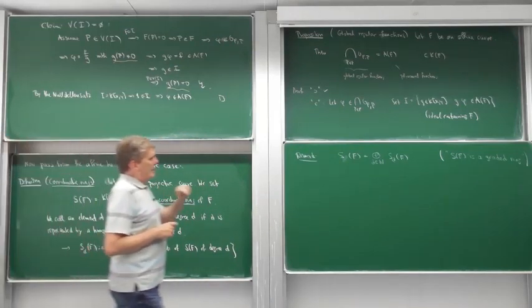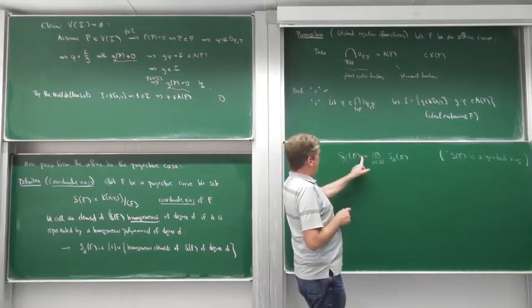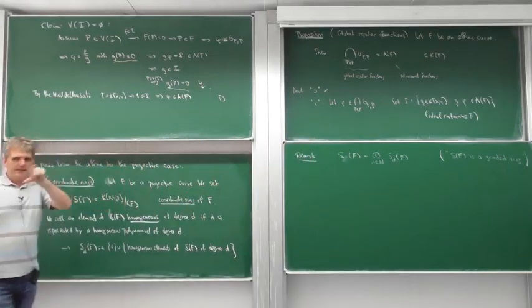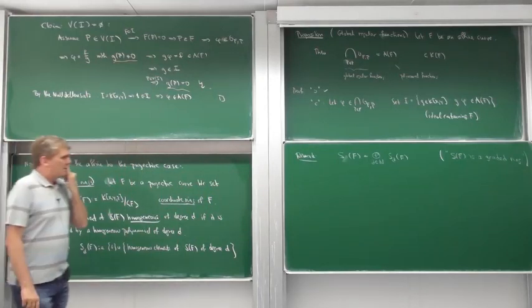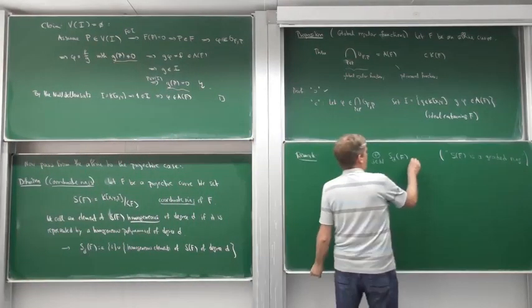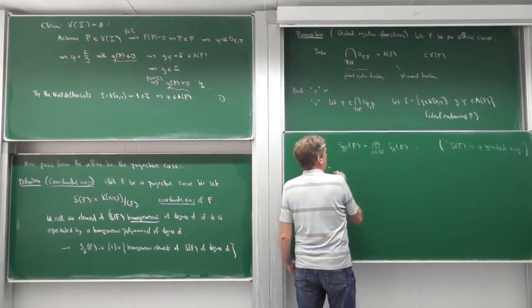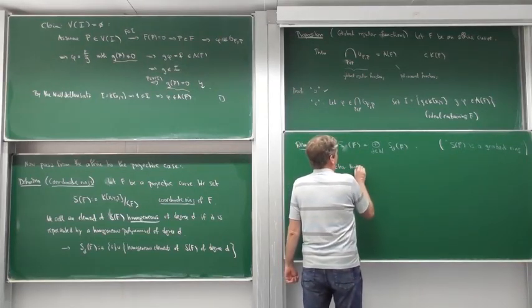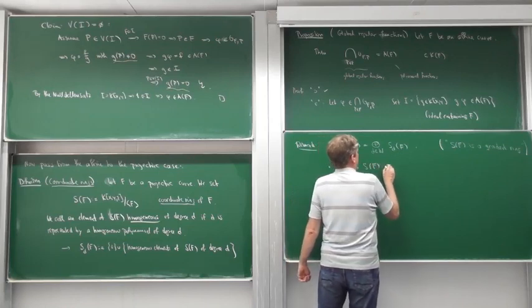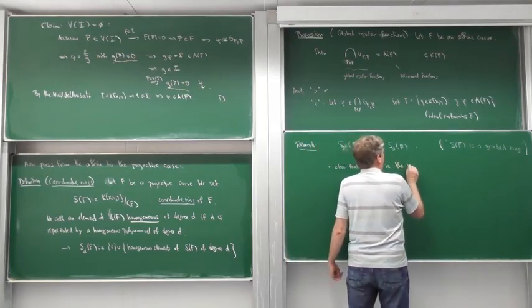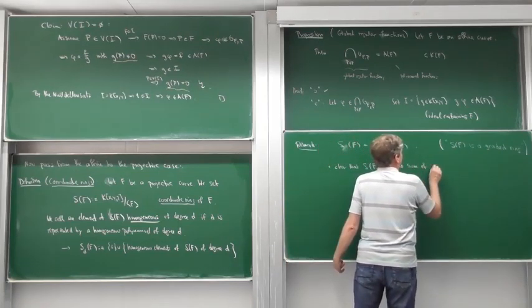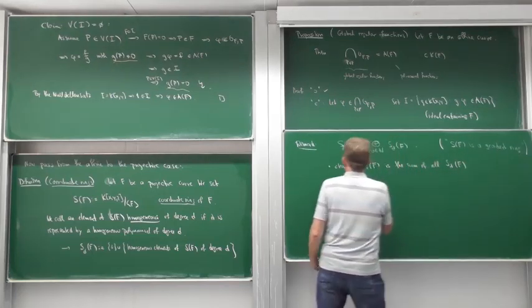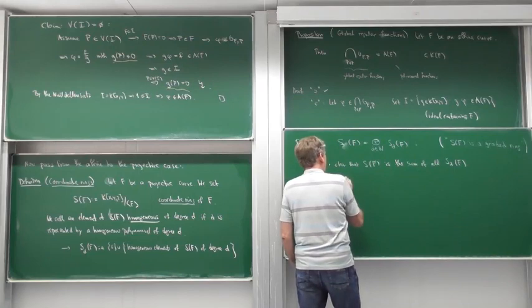So why is that the case? I guess it's clear that S of F is the sum of all these things, because every polynomial can be written as the sum of homogeneous polynomials. So it's clear that S of F is the sum of all S d of F. And so why is it direct?